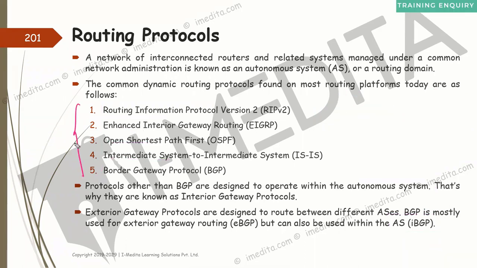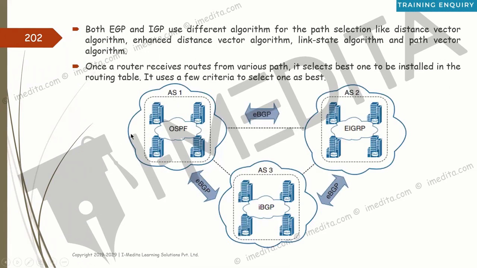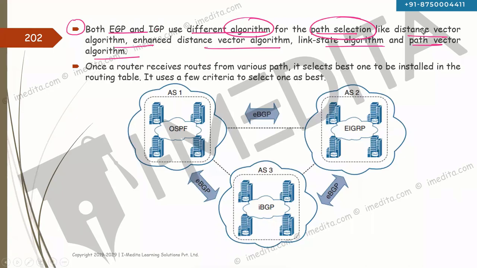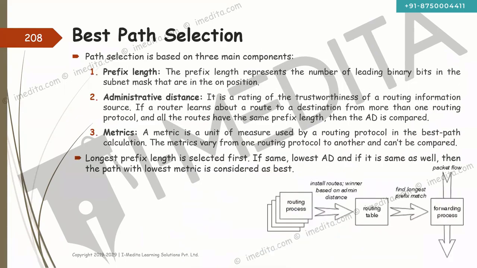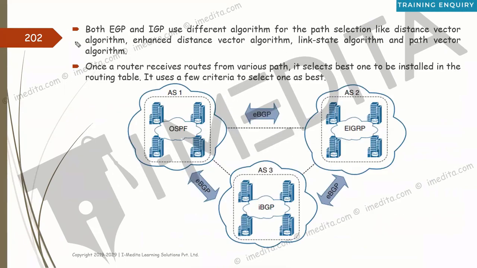Now, all these protocols that we have here, such as RIP, EIGRP, OSPF, ISIS, BGP, work on different algorithms. We'll talk about that. Both EGP and IGP protocols have different algorithms for best path selection, such as the distance vector algorithm, enhanced distance vector algorithm, link state algorithm, and path vector algorithm. All these protocols decide their best path based on different algorithms, which we will discuss next.